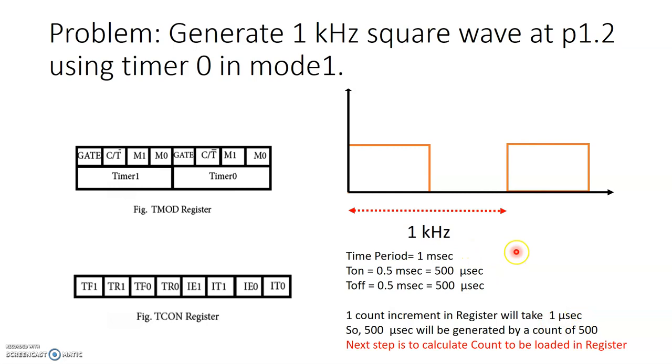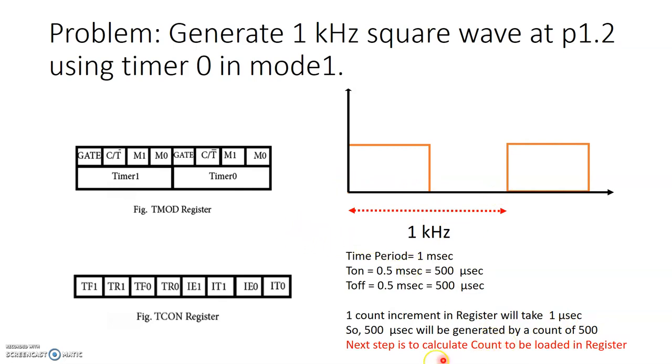So 12 divided by 12 is 1 megahertz, and if you convert it into time period, that comes out to be 1 microsecond. For our problem, you have to generate 500 microseconds of delay for the on time as well as the off time. So we need to generate a count of 500. For 1 microsecond, one count; so for 500 microseconds, the count will be 500. So 500 needs to be counted by the register of the timer, so that we get the desired delay for the on as well as the off period.